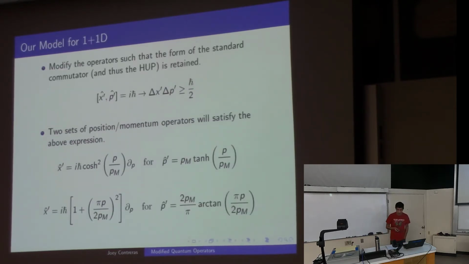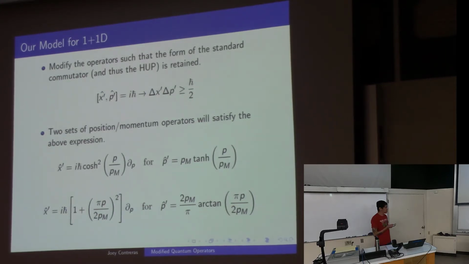And so here's where our model for 1 plus 1D comes into play. We modified the position and the momentum operators in order to maintain the standard form of the commutator. This was neat because it led us to the standard form of the Heisenberg uncertainty relation. And we found two sets of position/momentum operators that satisfy the above expression. We have this set right here with cosh-tanh, and then this set right here with arctan.